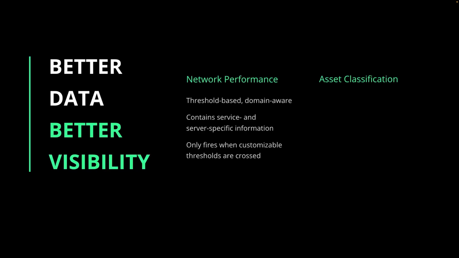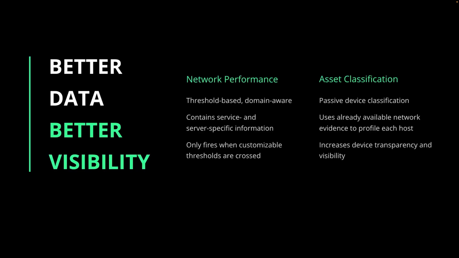Asset classification logs passively identify and classify every device on your network by analyzing protocol fingerprints. These logs look at information such as HTTP headers, DHCP requests, or SSH sessions, and then combine that information to identify key metadata about each host. These logs can shed light on the host's operating system, its manufacturer, and even its purpose in the network.